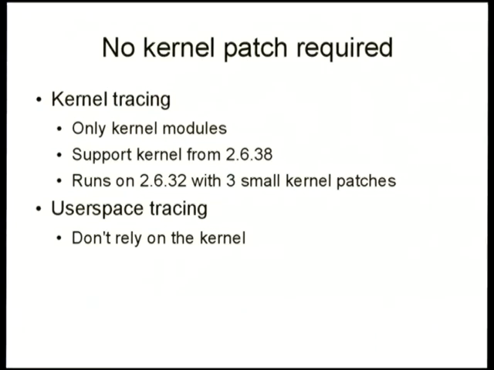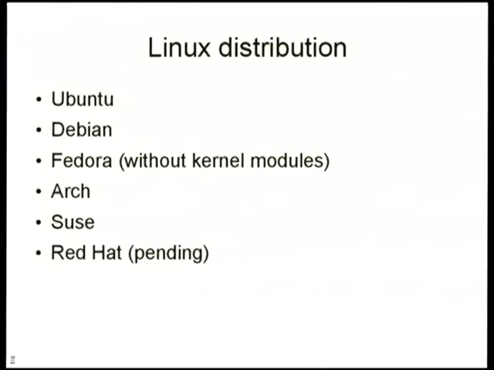If you need user space tracing and just want to trace your application, forget about the kernel module, it all runs in user space, and you can install it directly on your system. We are in almost every distribution: Ubuntu, Debian, Fedora. Fedora doesn't have the kernel module because of the distribution's policy, but you can install it quite easily. Arch, SUSE, and still pending on the Red Hat side, but it should be in the next release.